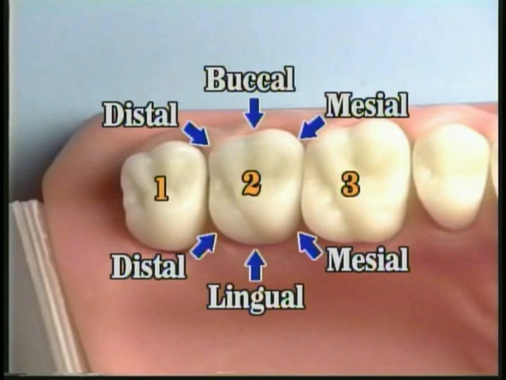If this is tooth number 2, the 6 points that we would measure are the distal, buccal, and mesial on the buccal side of the tooth, and the mesial, lingual, and distal on the lingual side.